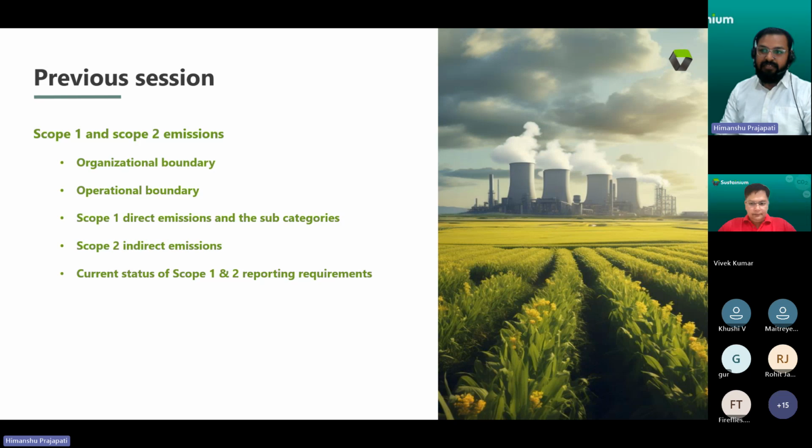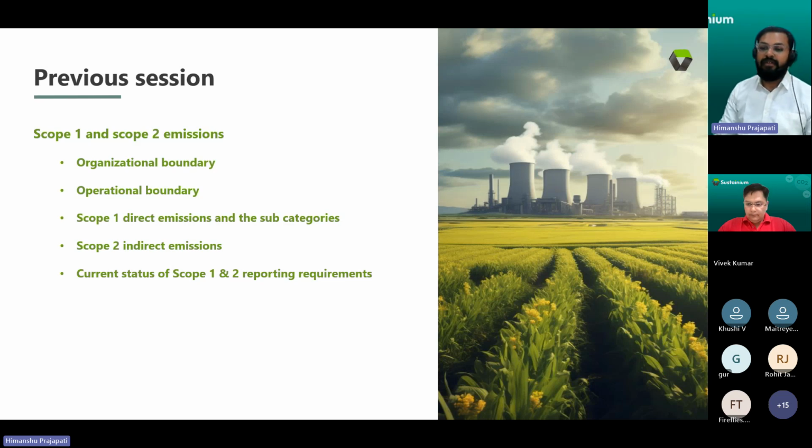In the previous sessions, we spoke about the scope 1 and scope 2 emissions. We spoke about organizational boundary. We spoke about operational boundary. We spoke about direct and indirect emissions. In particular, we covered direct emissions, that is scope 1 emissions and its subcategories. In case of indirect emissions, we have just covered scope 2 emissions till now.